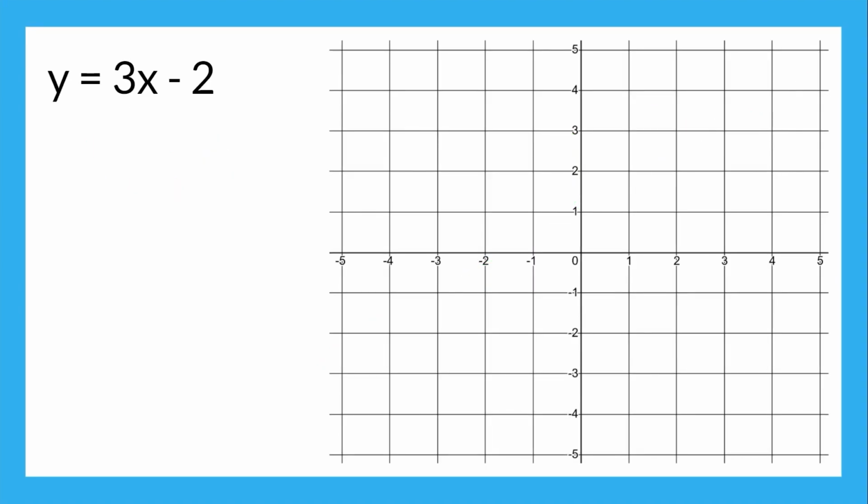What information can we pick out of this equation? The slope is 3, but we need it in fraction form so we can use rise over run. So the slope is actually 3 over 1. We are subtracting 2, which could also be written as adding -2. So the y-intercept for this equation is -2. Now we plot the y-intercept and use the rise over run, 3 over 1, and then draw the line.